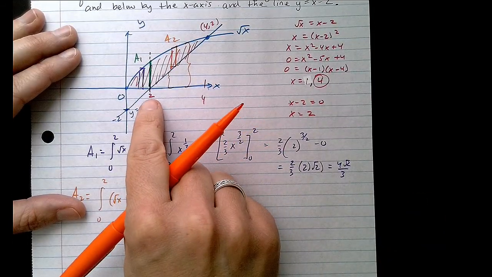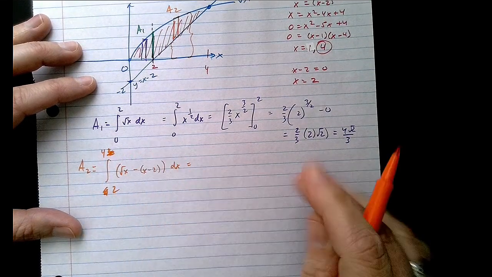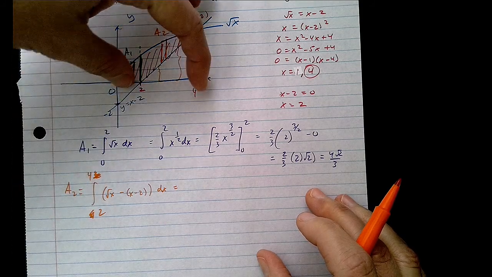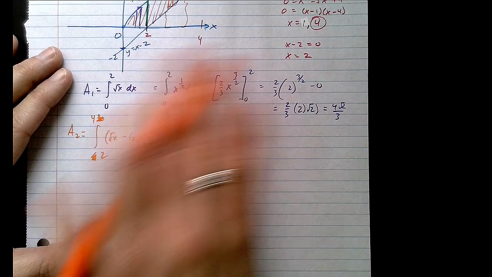Now, my bounds are wrong though. My bounds need to be from 2 to 4. So don't make that mistake I just did. So remember, the first area is from 0 to 2. The second area is going to be from 2 to 4. We add those together, and then we get the total area.